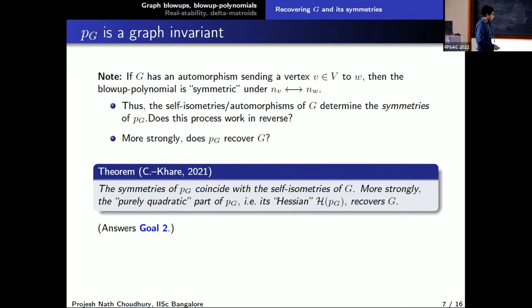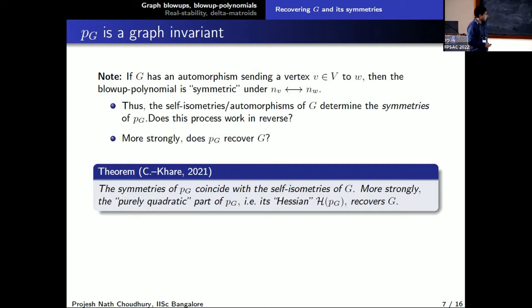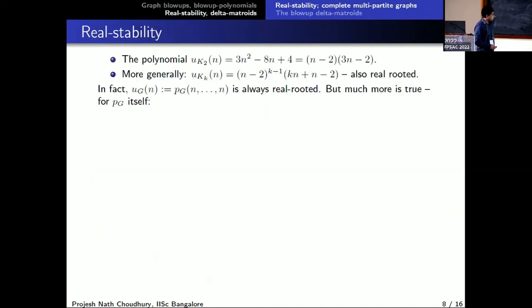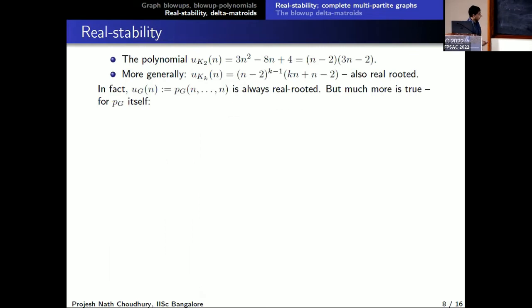So in the next few slides, I'll talk about some other properties of this polynomial. So remember the polynomial PK2, this is a multivariate polynomial. Now let me specialize it to a univariate polynomial. Take r equal to s equal to n. Then the univariate polynomial is 3n squared minus 8n plus 4, and it clearly factorizes. So it is real rooted.